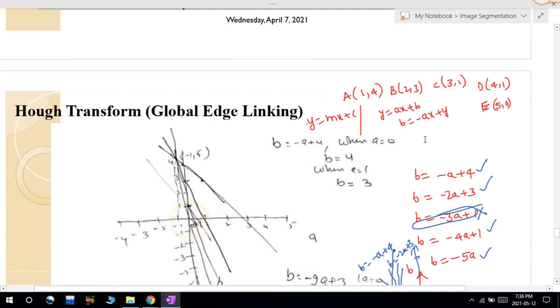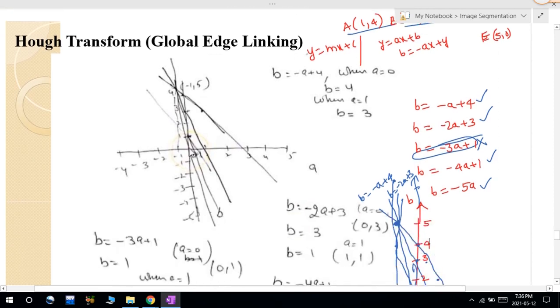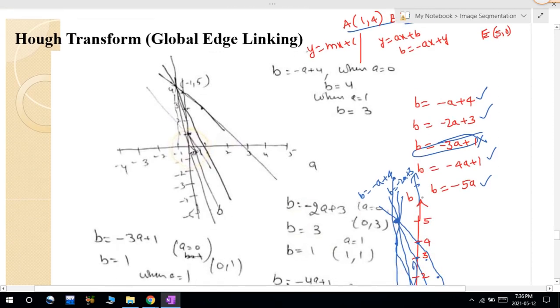In case of this Hough transform, first whatever the edge points are there, for each point I will try to convert into the AB plane. For each point that is there in the image space, that will be converted into a line in the AB plane. After converting this one, these four lines are intersecting with one point. What is that point? It is minus 1 comma 5. That point is very important.